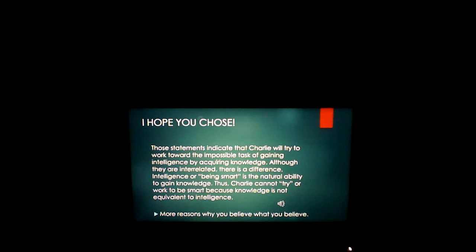The other thing this author did that I like is look at the words in parentheses, in quotations. Being smart, try. Those things are pulled directly from the text as well. So it makes this elaboration, or reasons, it gives the reasons more strength. It makes it stronger.